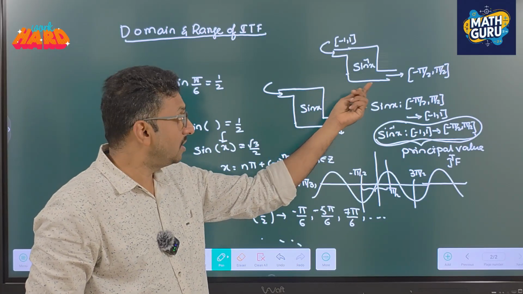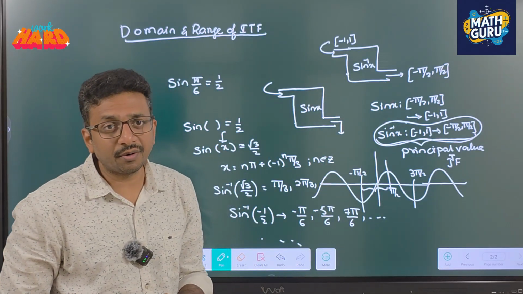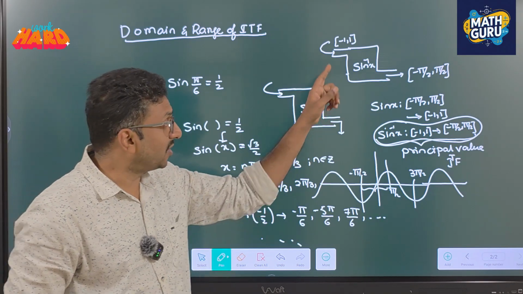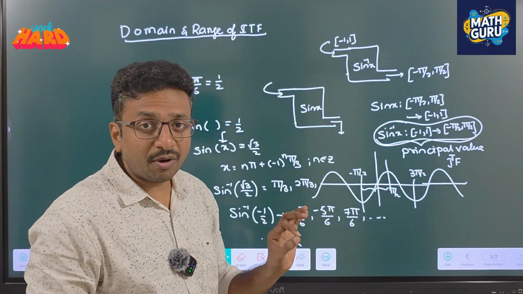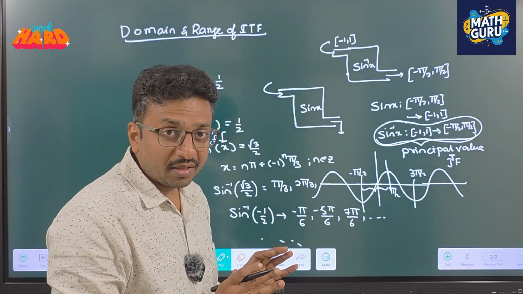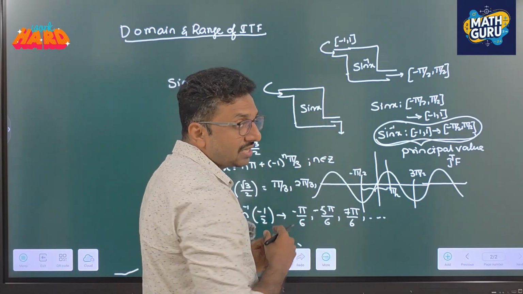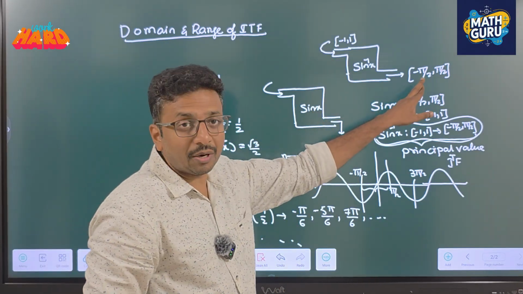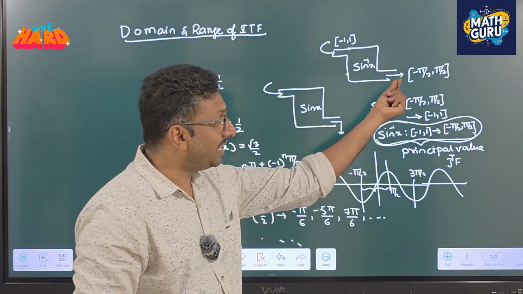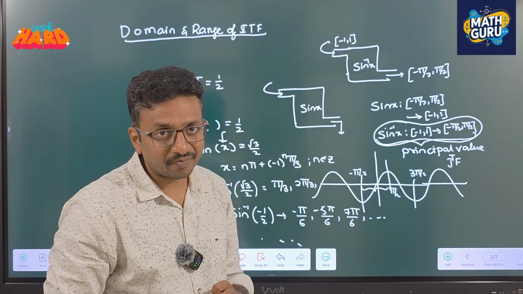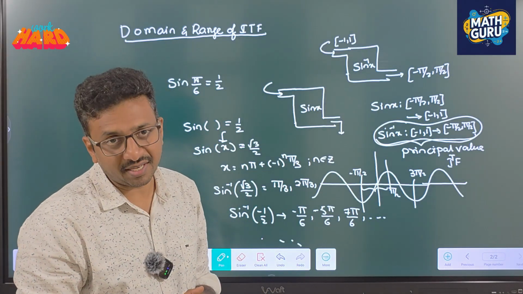Clearly, if positive numbers go inside sine inverse x, the angles that come out are in the first quadrant. If negative numbers go inside sine inverse x, the answers that come out will be in the fourth quadrant in the clockwise direction. That means negative acute angles. So this is the standard convention for sine inverse.